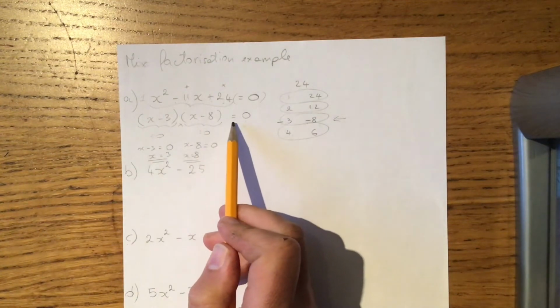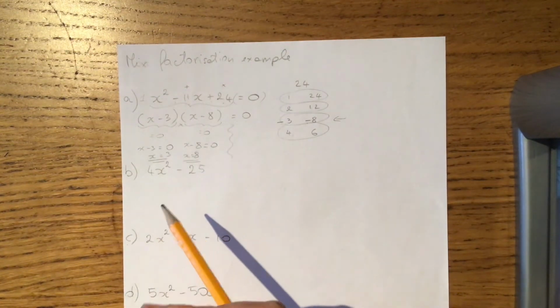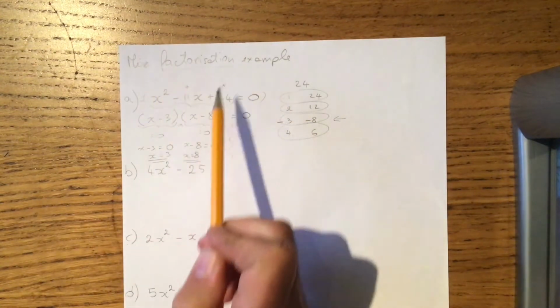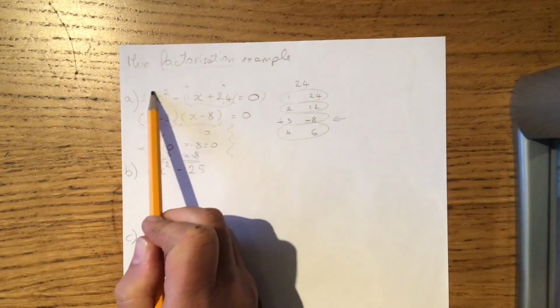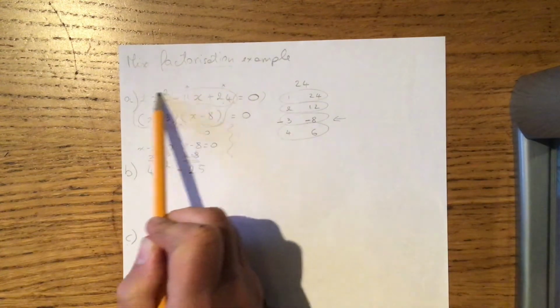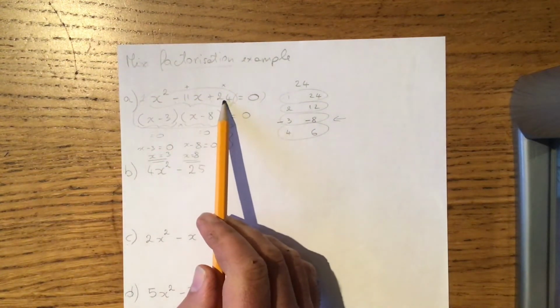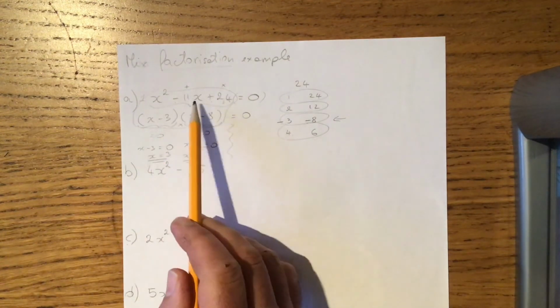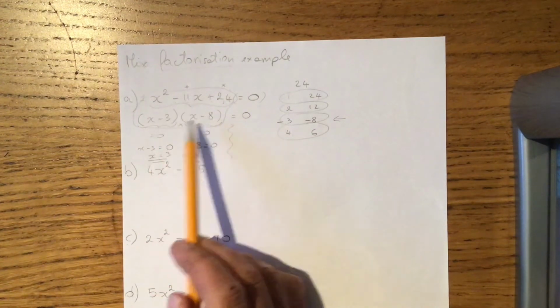But this part here is solving the equation. This video is about factorization. So the factorize bit is this one. So what you need to do is, what two numbers multiplied together will give you the number, and the same two numbers added together will give you this.